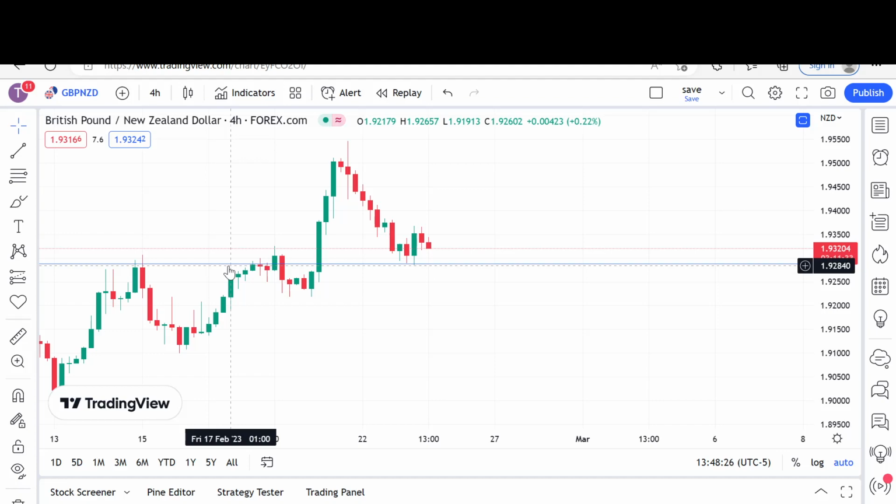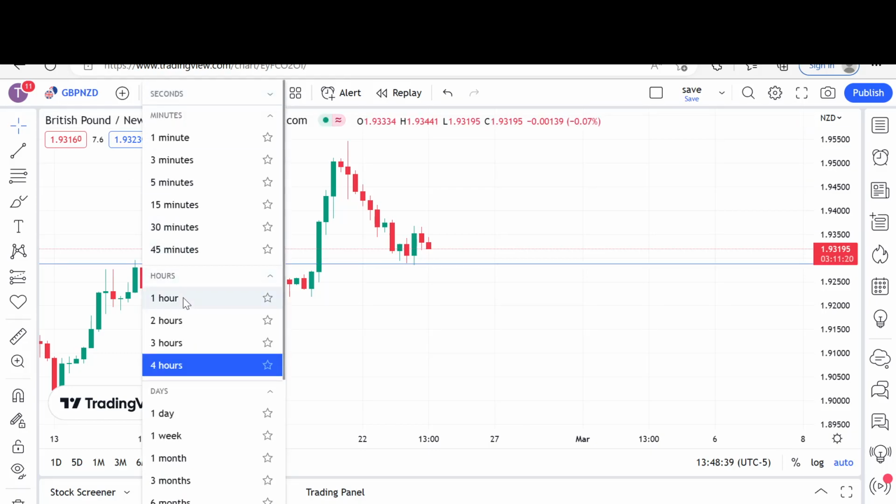The best way I could put it is it's just noise. It disqualifies a lot of that, and it really just brings your attention to the best plays. So that's what we did here on GBP and CD. Let's go to the 1 hour now.